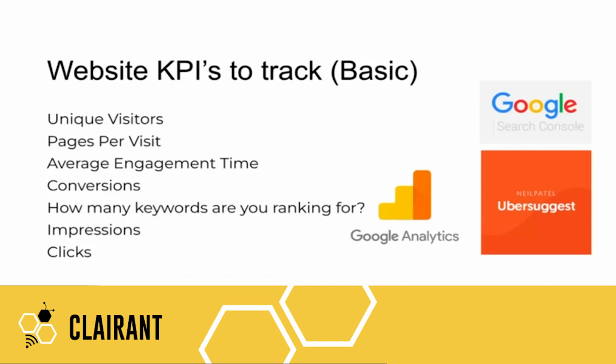The next thing is pages per visit, okay? Pages per visit is very important because it indicates to Google if you have good quality information on your website that your visitors are interested in. If people are landing on your site and they're only viewing one page and then leaving, it means you probably either don't have links to other pages in your site or you don't have good quality information that they're actually interested in. So that then moves to average engagement time on your website.